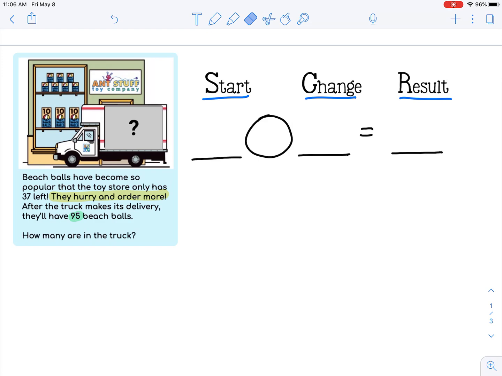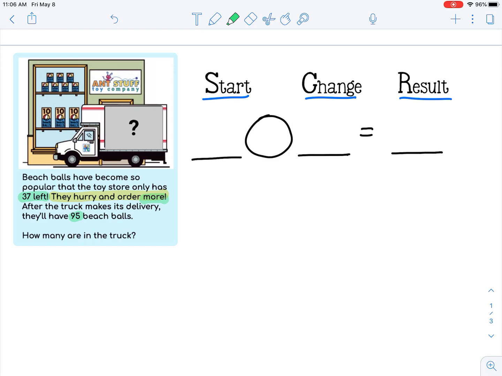So it says beach balls have become so popular that the toy store only has 37 left. They hurry and order more. After the truck makes its delivery, they'll have 95 beach balls. How many are in the truck? So we're going to highlight 37 left. They only have 37 left. They hurry and order more. It doesn't tell us how many more they order.